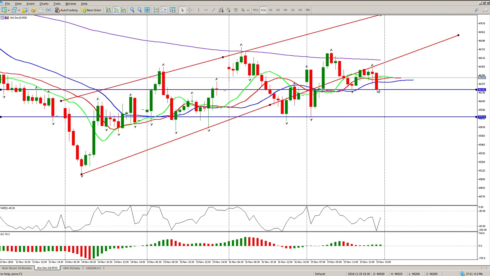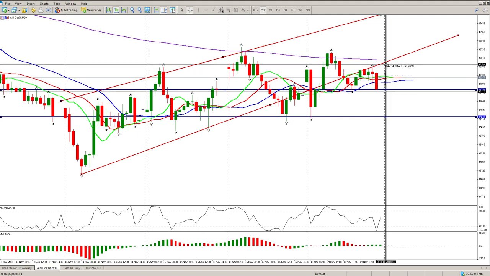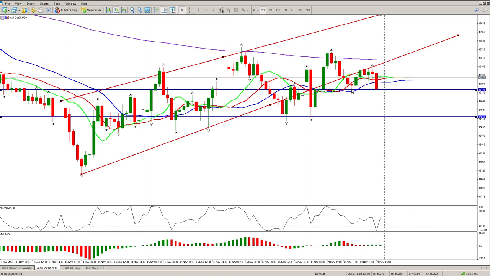Okay, we didn't break below it. But let's say we have a 30-minute close below this level. That would trigger a short with a stop up here. So pretty much, let's say from there to there, you have a 350 point stop loss, and the fractal is broken below this red line.